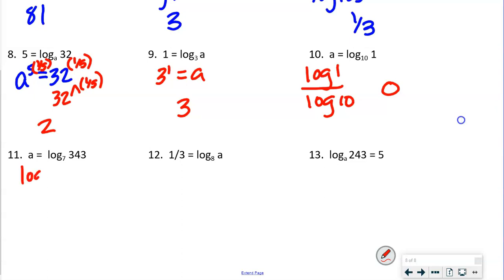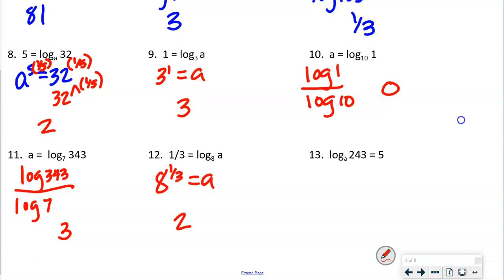Okay, so this is going to be log of 343 divided by the log of 7. This one was 3. Excuse me. This is going to be 8 to the 1/3 power equals a. That's going to be 2. And again, you're going to do that in the calculator. This next one is going to be a to the 5th power equals 243. So this is the one where we're going to, again, take the inverse, or the reciprocal. Okay, so we're going to do 243 to the 1/5 power, and this one was 3.